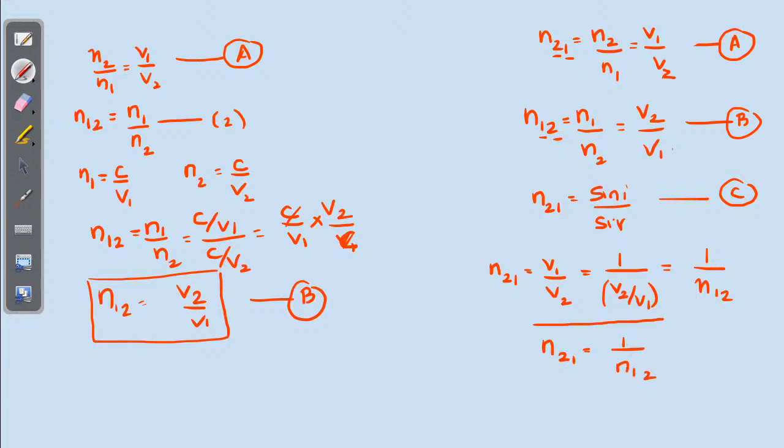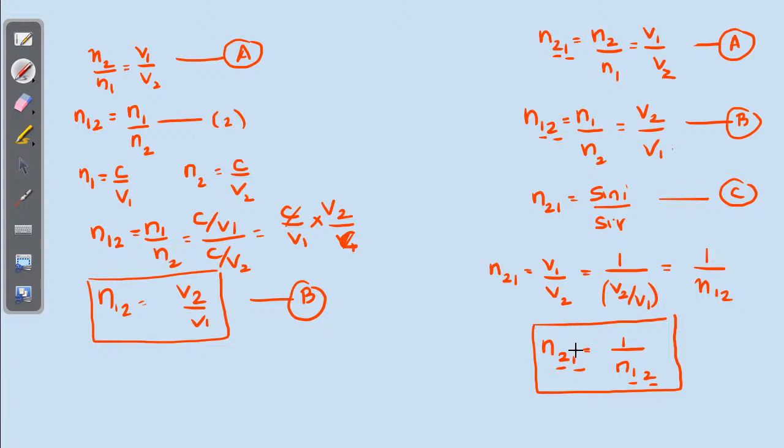So if you know the refractive index of the second medium with respect to the first medium, then you can easily find out the refractive index of the first medium with respect to the second medium just by taking the reciprocal. If you know N21, you can find out N12. Similarly, if you know N12, you can find out N21. So you have to remember this result also.